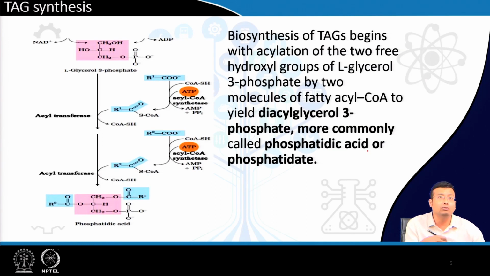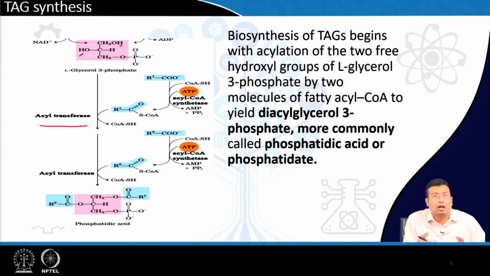Now what happens with this glycerol 3-phosphate? The hydrogen atom of this OH group will simply be replaced by an acyl group from a fatty acid. What is the enzyme? Simple, acyl transferase.